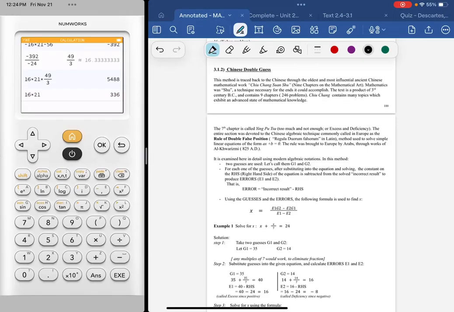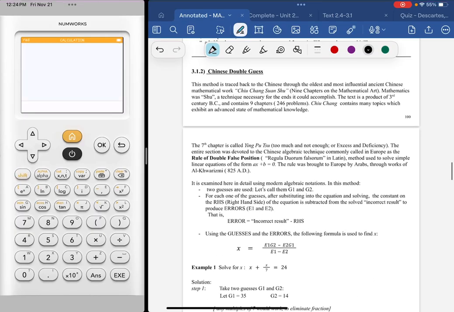So looking at 3.1.2, the Chinese double guess, you can read through a little bit of the background context here, right? But it's another method that we use to solve equations of varying degrees of difficulty. Some of them are easier than others.